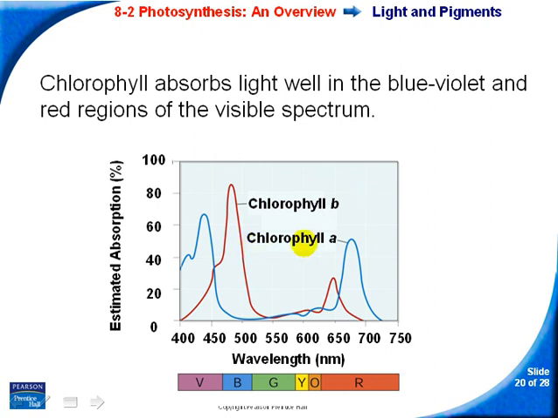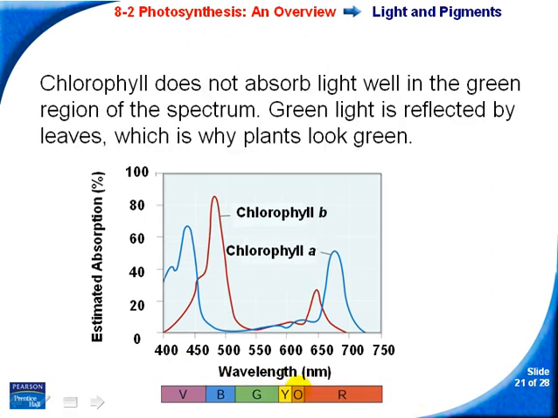And what chlorophyll does is absorb light. What it does really well is absorb it in the blue-violet spectrum, which is right here, and then also again in the red region. So what are you left with that it doesn't absorb? Well, the color it doesn't absorb is green. And because it doesn't absorb green, you can see there's very little absorption here. It reflects it, and green light is reflected by leaves, which is why plants look green.